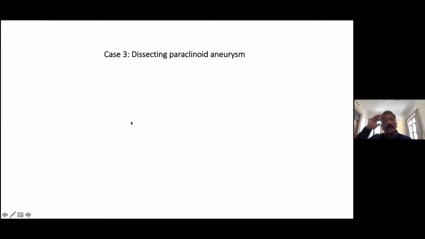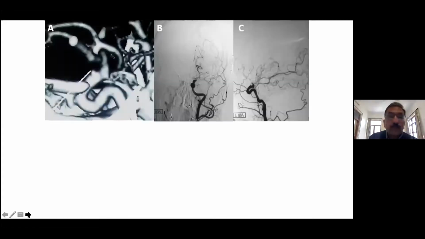The third is a very interesting case of a dissecting paraclinoid segment aneurysm. So here you see that this patient had an ICA angiogram, AP and lateral view. You see that this is a dissecting aneurysm, and beyond the dissection, you see the posterior communicating and the parieto-occipital and the calcarine branch of the PCA, but you do not see the ICA.